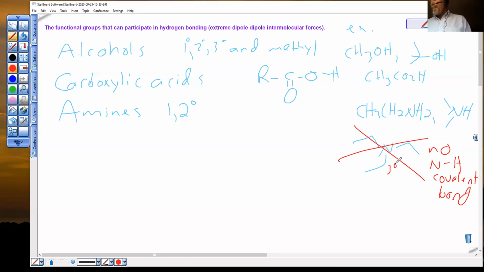Similar story for amides. Amides. In fact, a lot of you have studied a little biology, and you know the alpha helix of a polypeptide, also known as a protein. Its shape is largely held by hydrogen bonding. Some of you don't know what I just said, which is just fine. Don't even worry about it. So we have amides.